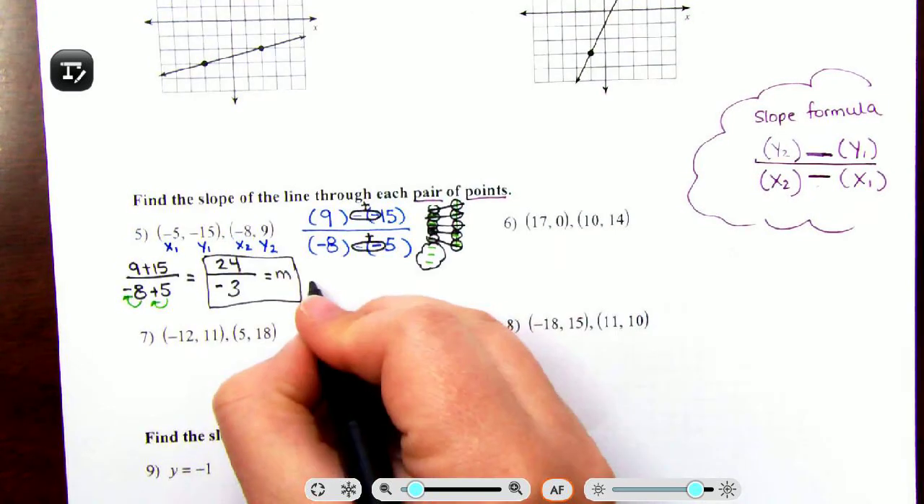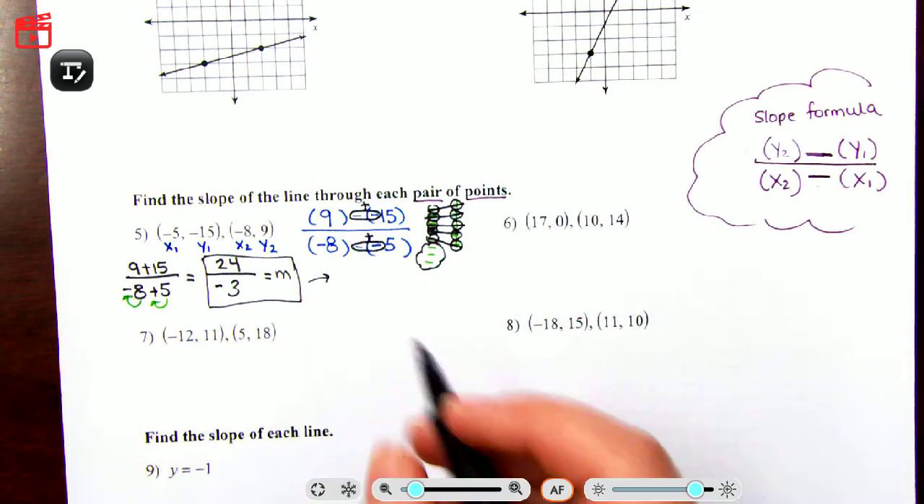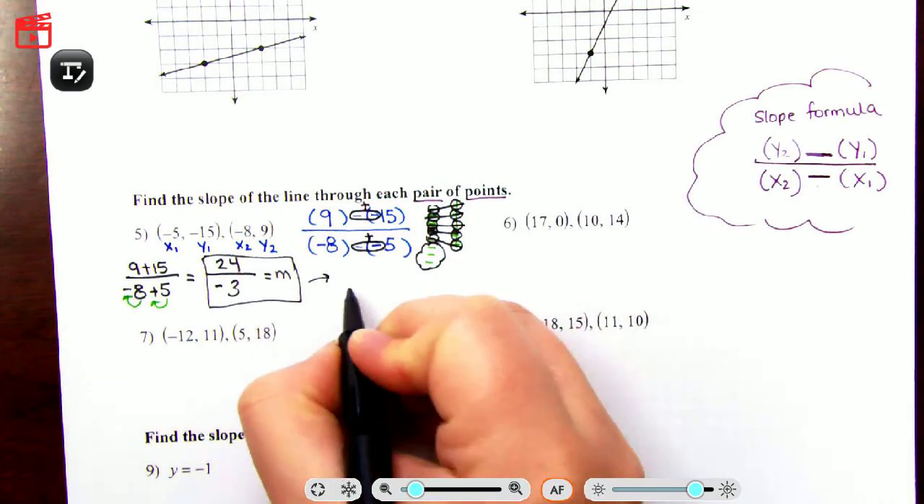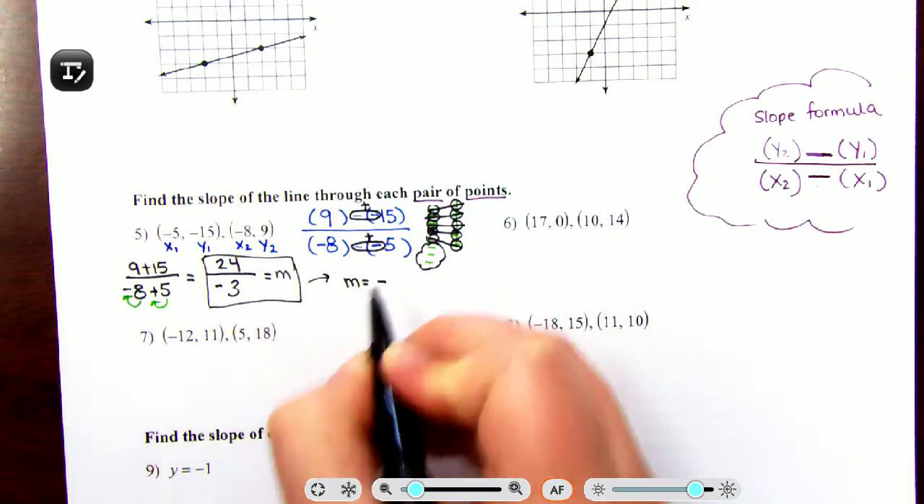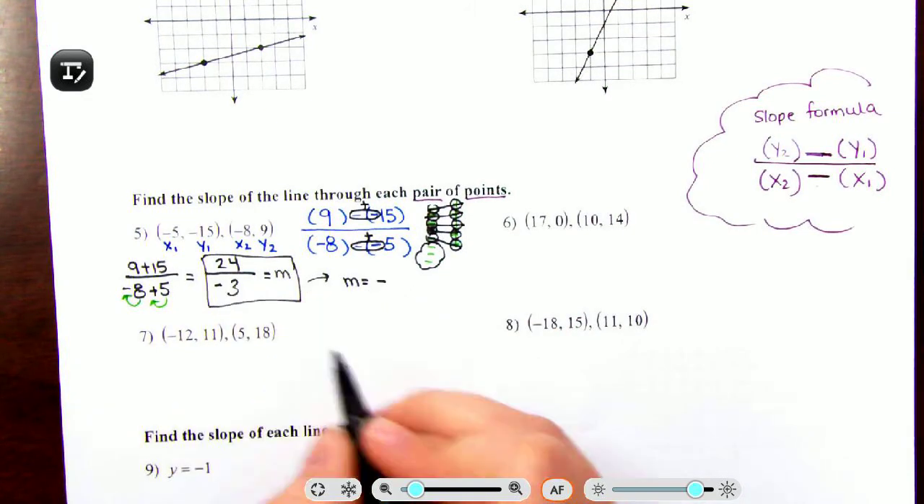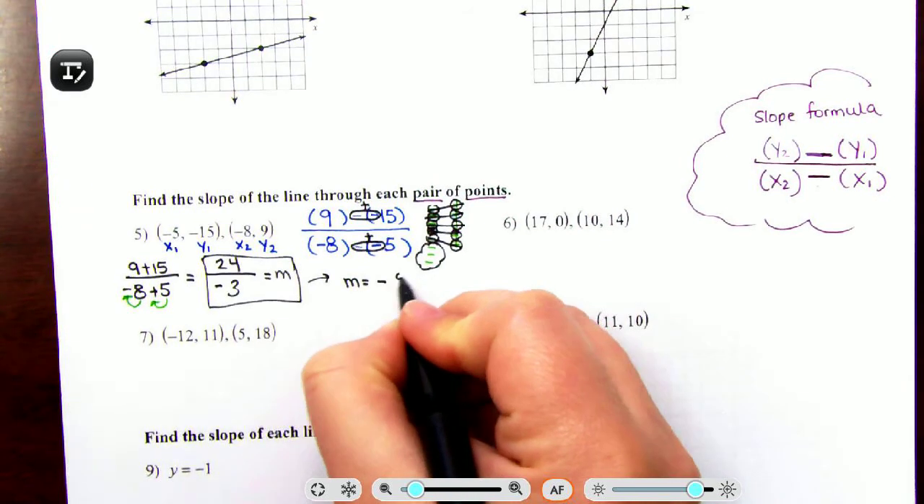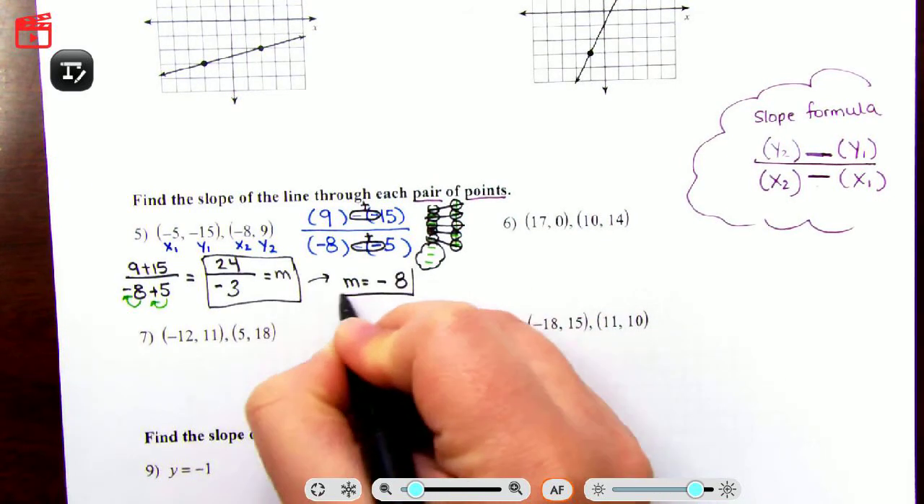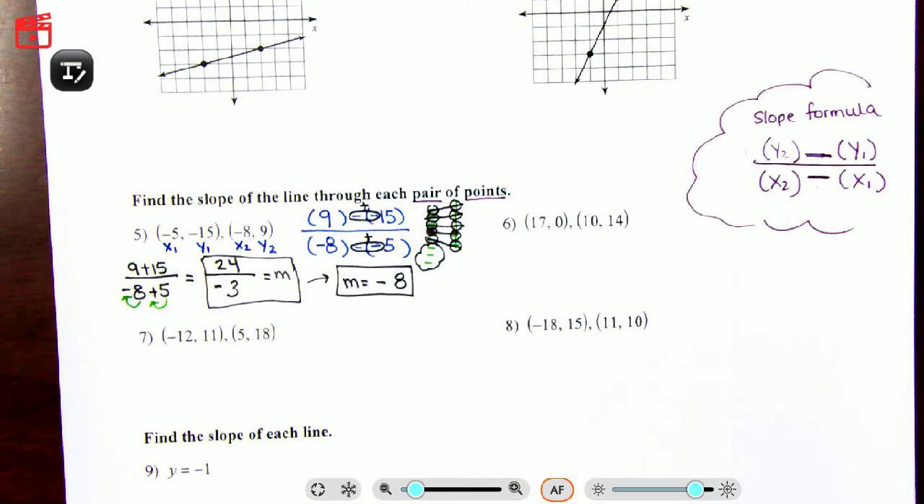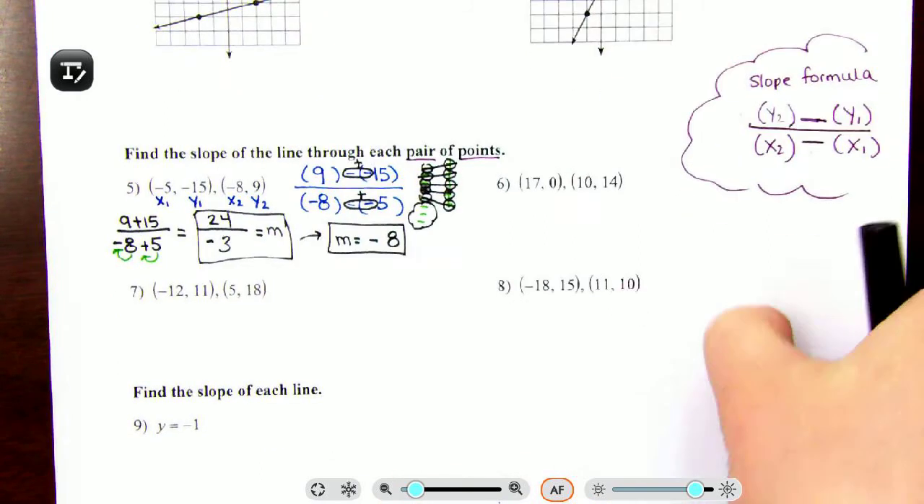Now, if you're in a different class or you're in Integrated Math 1, your teacher will expect you to simplify. And if we simplify, 3 goes into 24 how many times? So we're saying negative 3 times what is 24? In this case, it is 8. And this is your answer. You're going to do exactly the same thing for 6, 7, and 8. I'm going to leave those for you to work on your own.